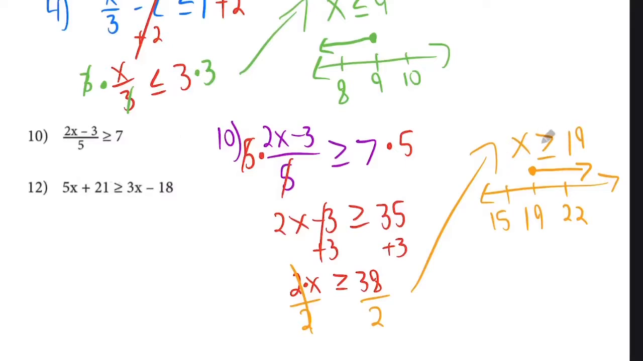So this is one way of writing the answer, and this is a second way of writing the answer and also showing people exactly what you mean. You mean you can't be 15, but you can be 19 and anything bigger than it. Let's do number 12.